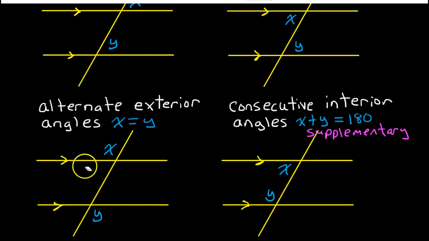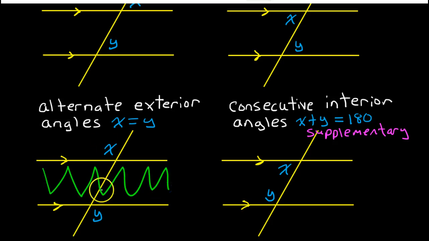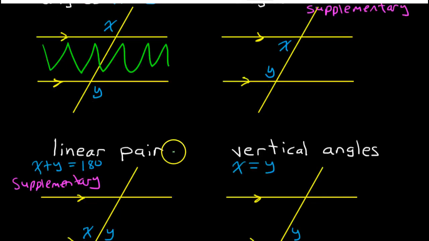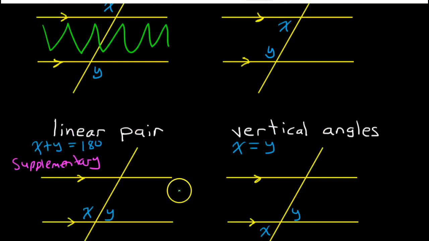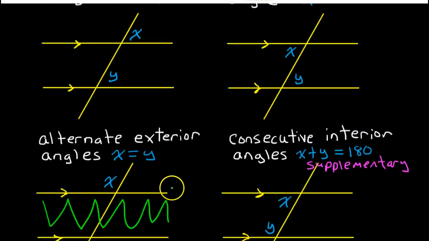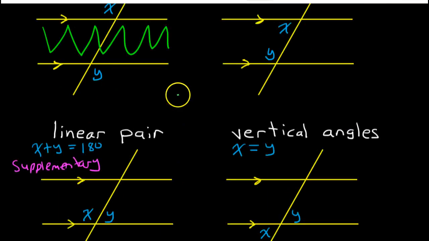And then this angle pair. You see these are exterior, because they're outside the lines. They're not between the lines. But they're alternate exterior because they're on opposite sides of the line. Okay, so those are all the words that involve parallel lines cut by a transversal.